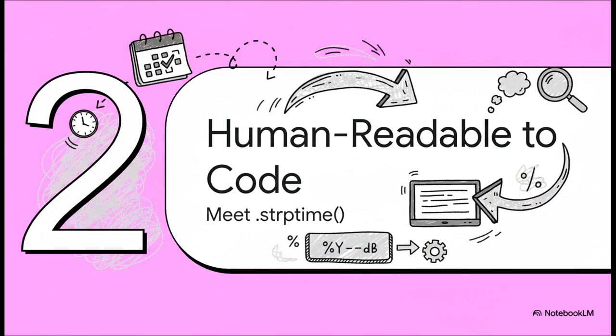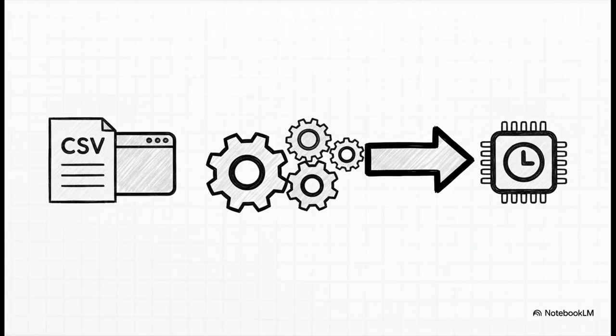How do we take a string and make the computer understand it? Well, for that, we need our second translator, strptime. You can remember this one as string parse time. Now, this function is a huge deal. You are going to use this constantly anytime you're dealing with data from the outside world. I'm talking about dates in a CSV file, a timestamp from an API, anything like that. Its whole job is to take that messy, raw text and convert it into a proper datetime object that you can actually do math with.